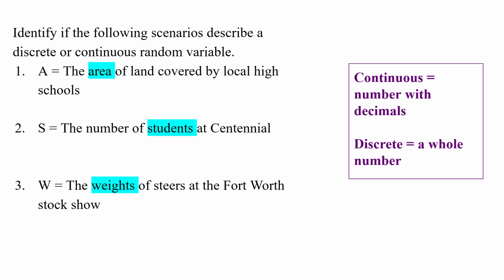So looking at number 1, you're dealing with the area of land covered by a local high school. When you're calculating area, that is one of those where you can get decimals, so that is going to be a continuous random variable. Whereas in number 2, the number of students in Centennial, you can't have part of a person, so those are going to be whole numbers and discrete. And then on number 3, we're talking about the weights of steers at the Fort Worth Stock Show. Weight is another one like area where you can get decimals, so that will be continuous.